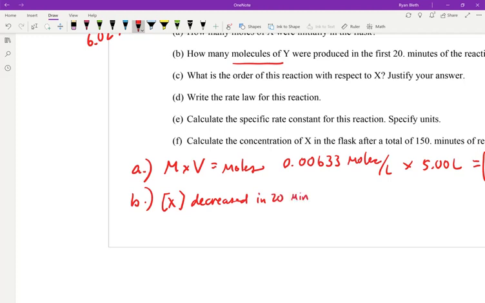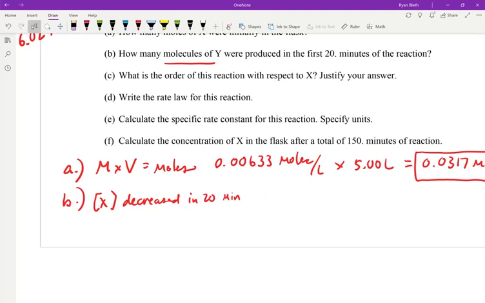Just kind of want to write this out to think it out, but the concentration of X decreased in 20 minutes from 0.00633 molar down to 0.00427 molar. And so that's a loss of 0.00206 moles per liter. That's how much of our X was lost, moles per liter.